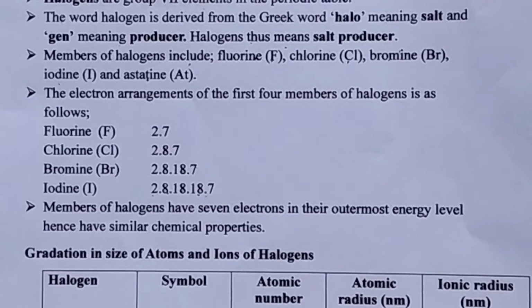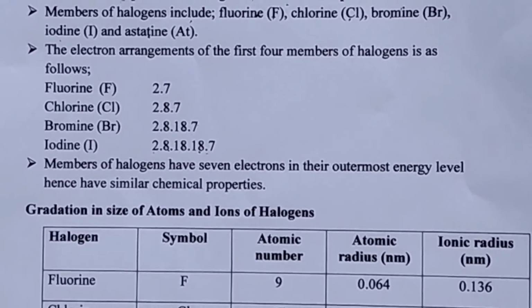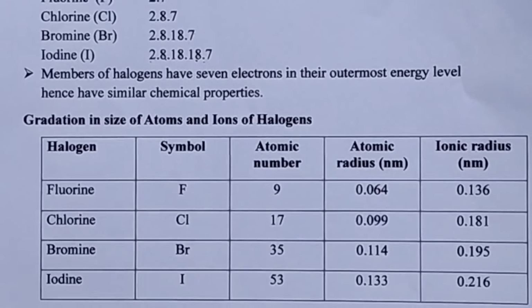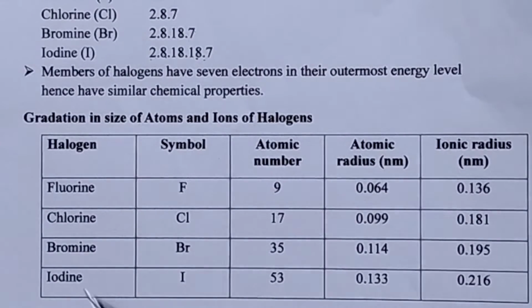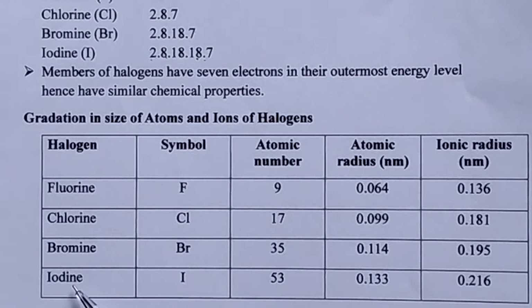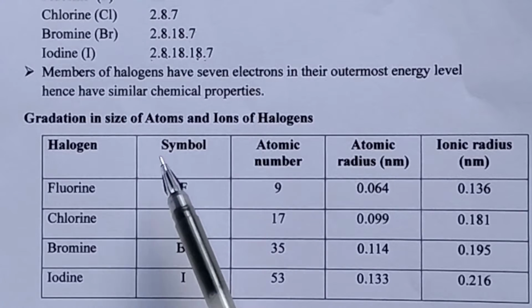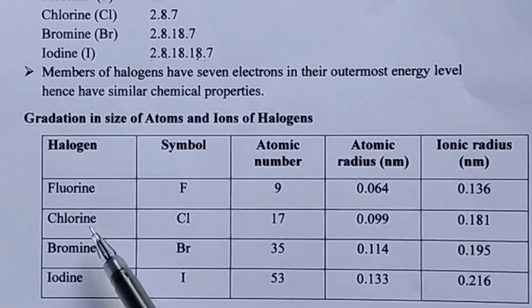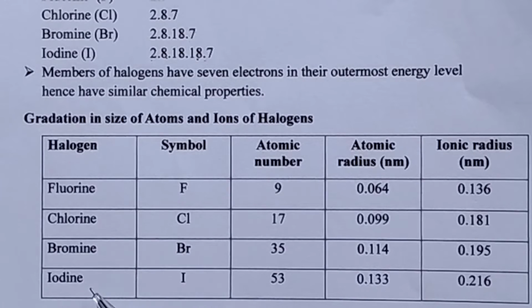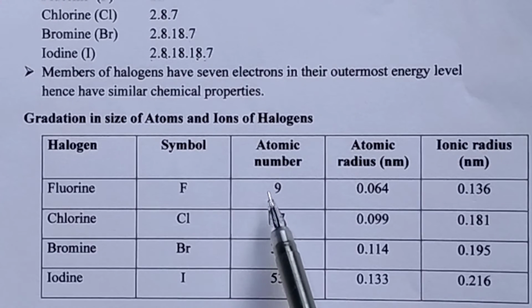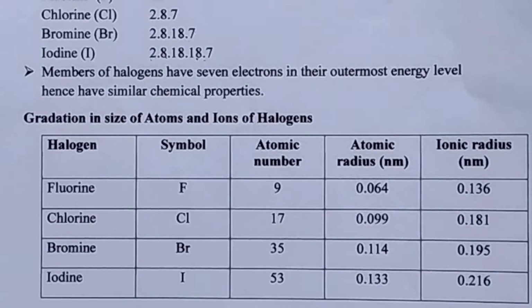Next we go to gradation in the size of atom and ion of halogens. We are using this table. We have the halogens, fluorine, chlorine, bromine, iodine, and their chemical symbols. The chemical symbol of fluorine is F, chlorine is Cl, bromine is Br, and iodine is I. Then we have the atomic number. Fluorine has an atomic number of 9, chlorine 17, bromine 35, iodine 53.